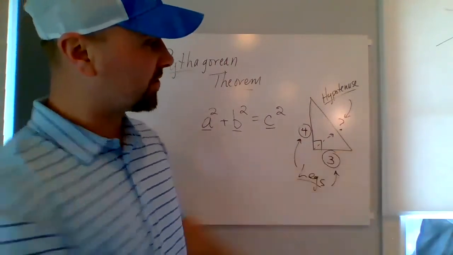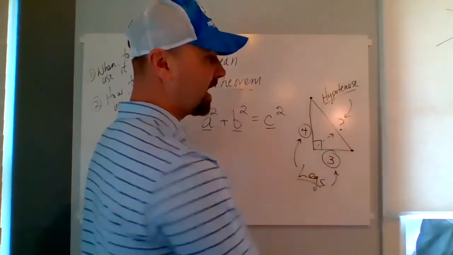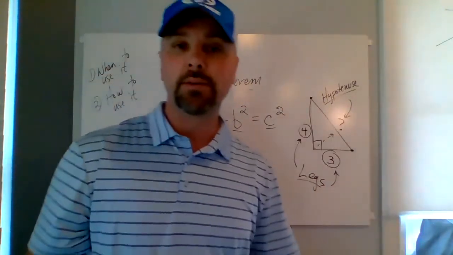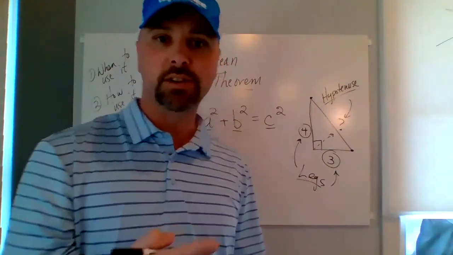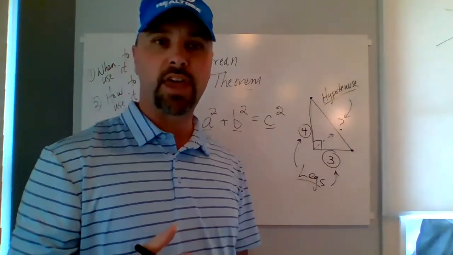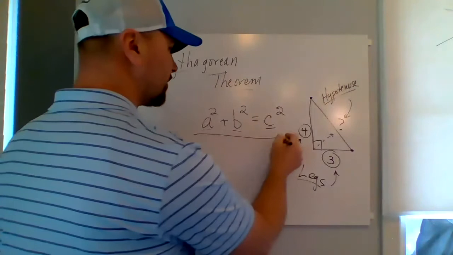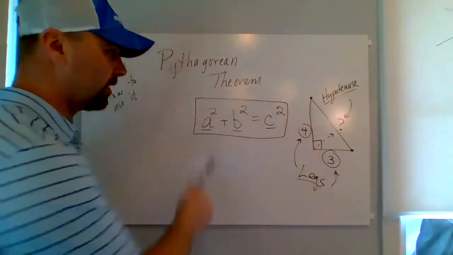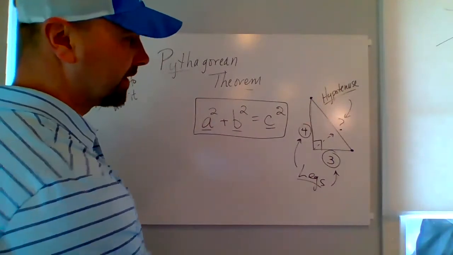And what we want to know is the distance of this third side. We don't know it, but that's the perfect opportunity to use Pythagorean theorem. It's a right triangle, and we know 2 of the sides. So we can use Pythagorean theorem to find the third side. So let's go to the theorem itself, okay? We're going to replace the letters with the numbers.